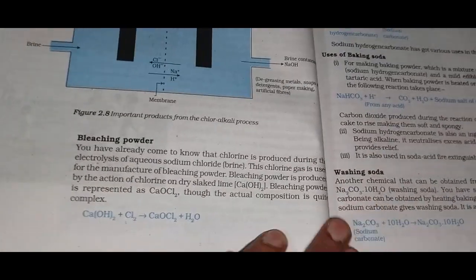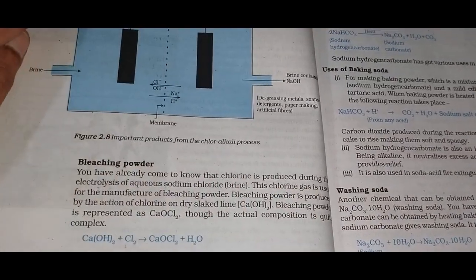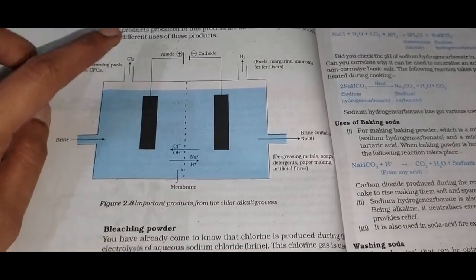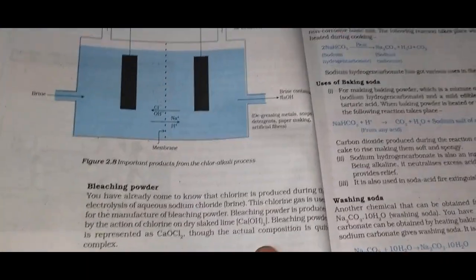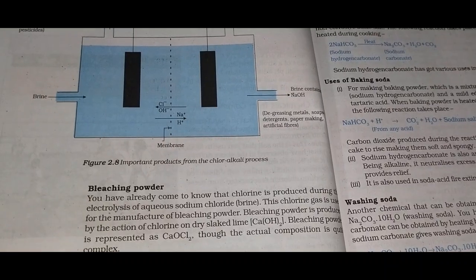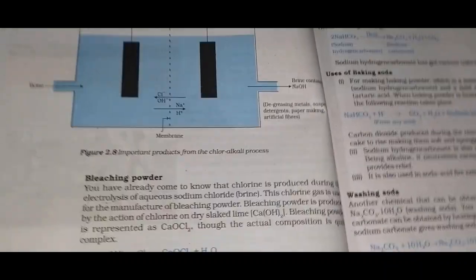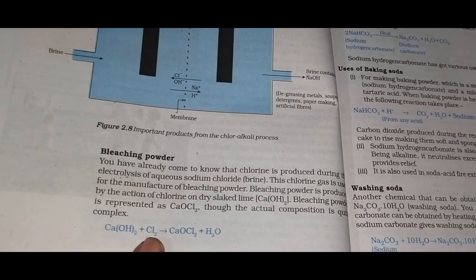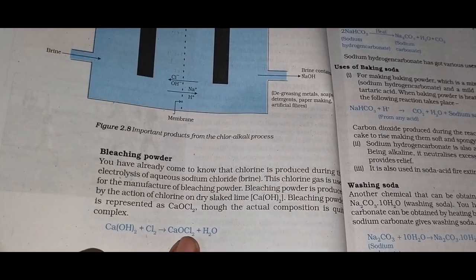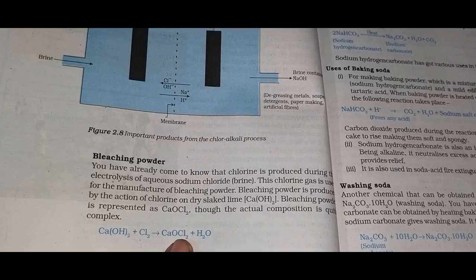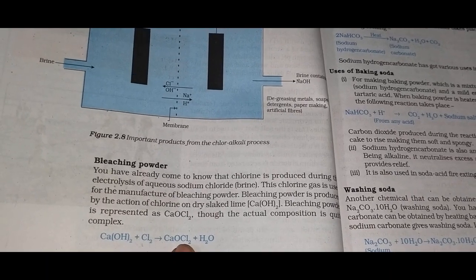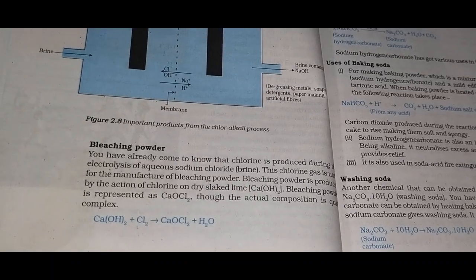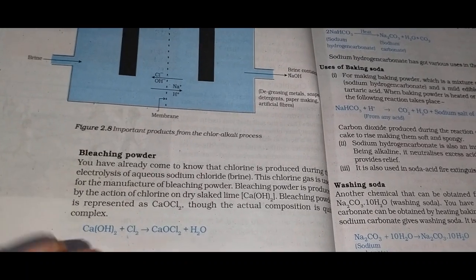We saw that chlorine is produced in this electrolysis process. This is used in the manufacture of bleaching powder. Bleaching powder is produced by the action of chlorine on dry slaked lime. Dry slaked lime is calcium hydroxide. When we react it with chlorine, we get CaOCl2, which is nothing but bleaching powder. So what is the chemical formula of bleaching powder? Calcium oxychloride, CaOCl2. Though the actual composition is quite complex, it is given like this.